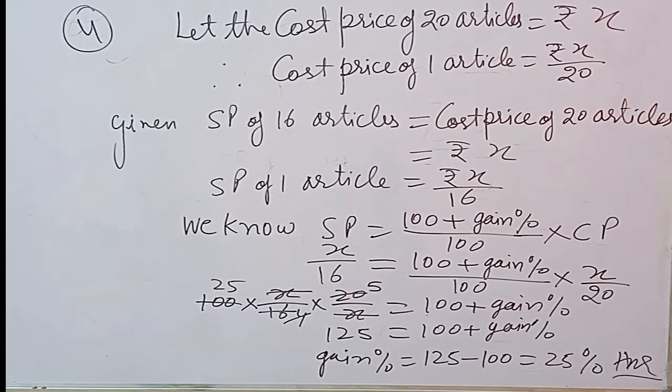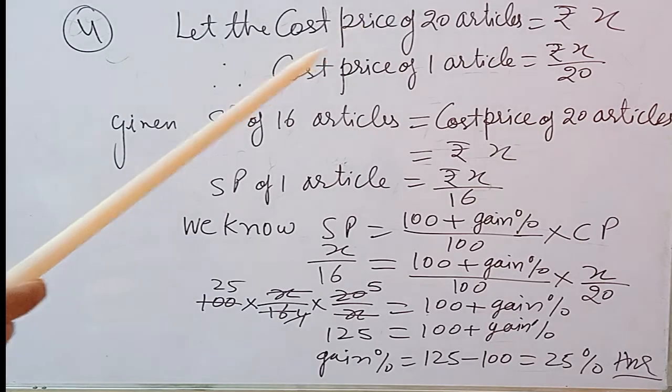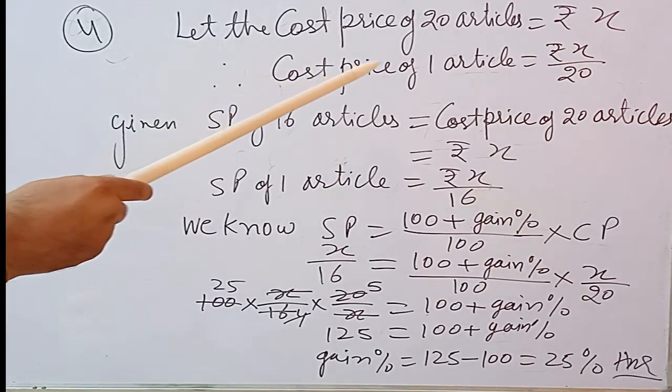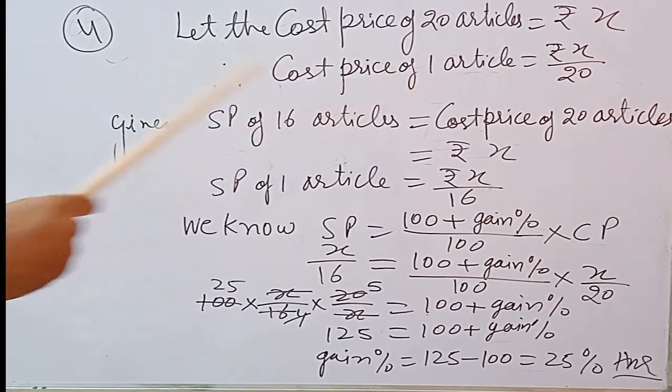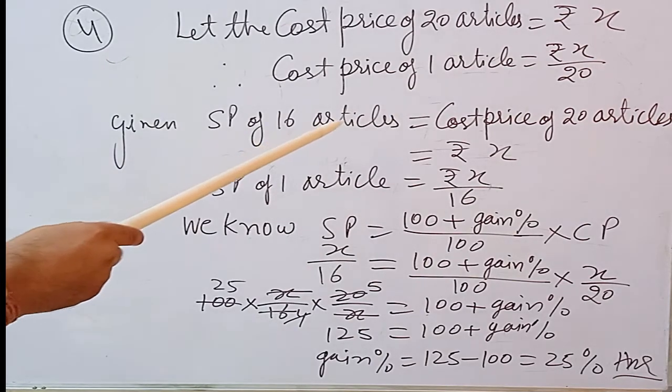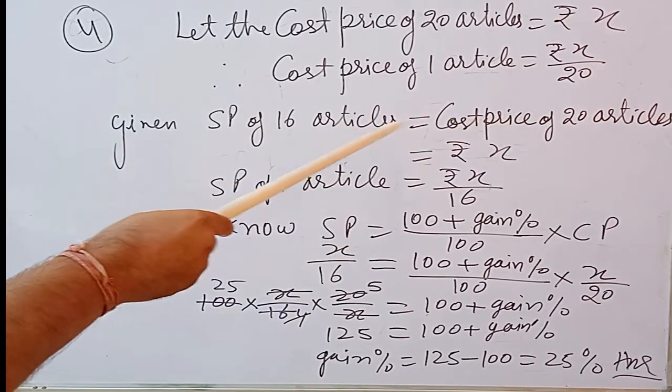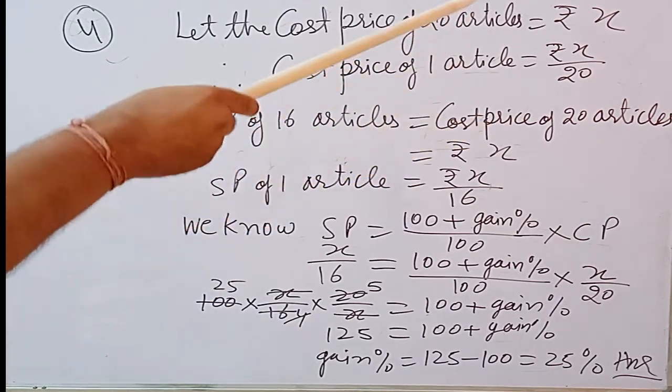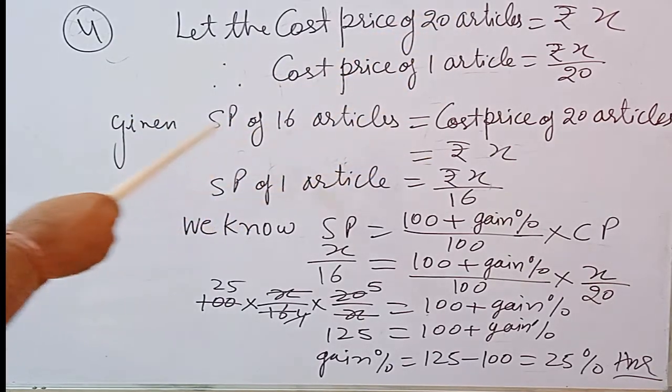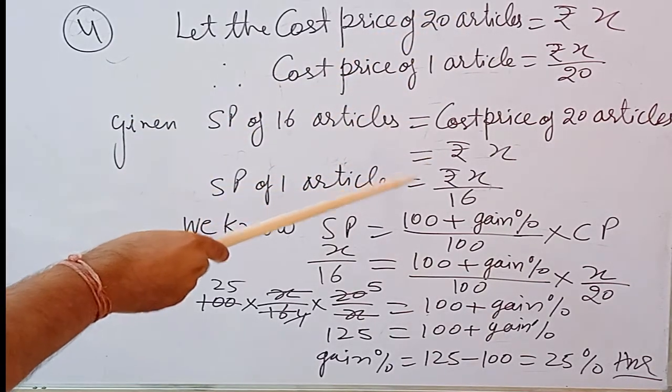Children, I am taking question number 4 of the same exercise, in which the cost price of 20 articles is the same as the selling price of 16 articles. Find the gain percent. So first we are taking, let the cost price of 20 articles be rupees X. So cost price of 1 article will be rupees X upon 20. Now given, selling price of 16 articles equal to cost price of 20 articles, and we have taken the cost price of 20 articles as X, so write down there X. So selling price of 1 article will be rupees X upon 16.